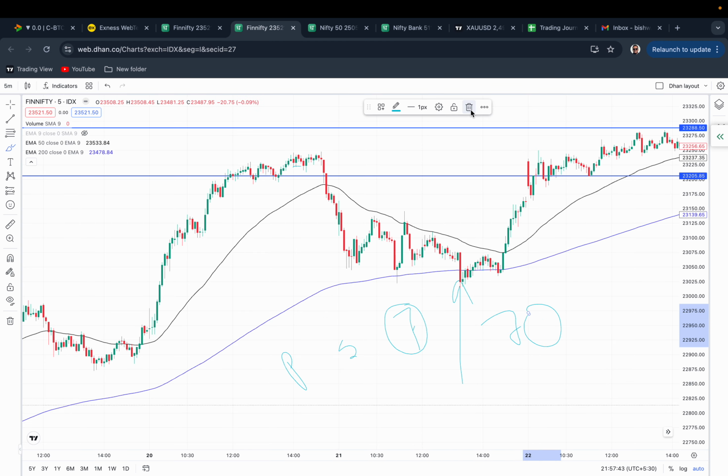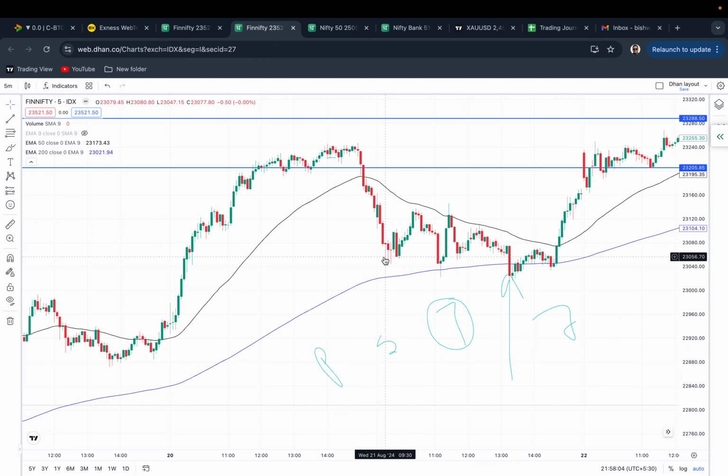So yeah, these are different things. Hardly it comes, but whenever it comes, it gives the traders a really big smile on their faces. So let me delete these things. Okay, no issues, I'll be deleting it later.